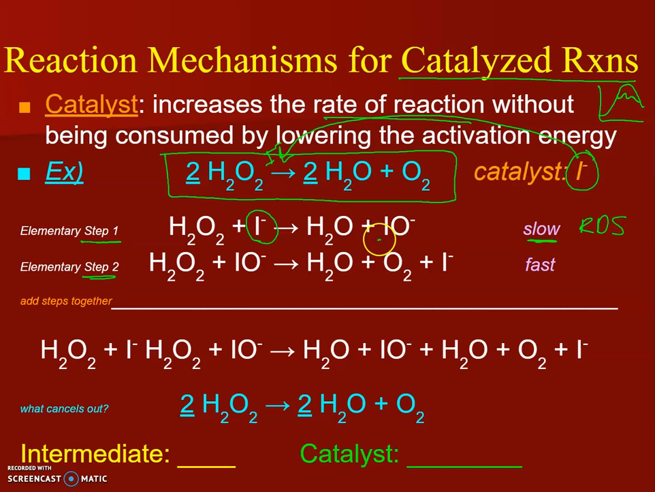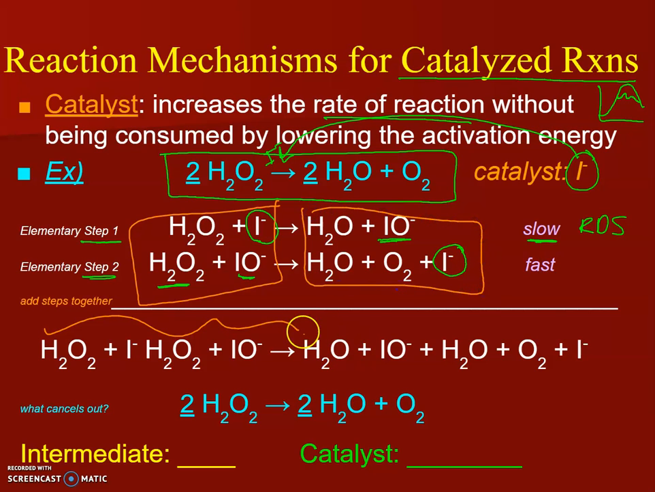And then later on, the hypoiodide ion is going to react with some more H2O2, and it is going to make H2O plus O2, and then it will release the iodide. So when we add up all of our reactants and put them all over here, and all of our products and put them over here, we see that obviously things are going to cancel out.